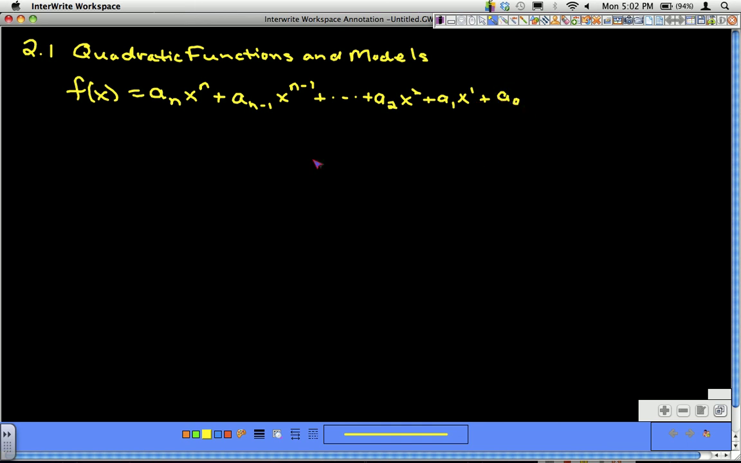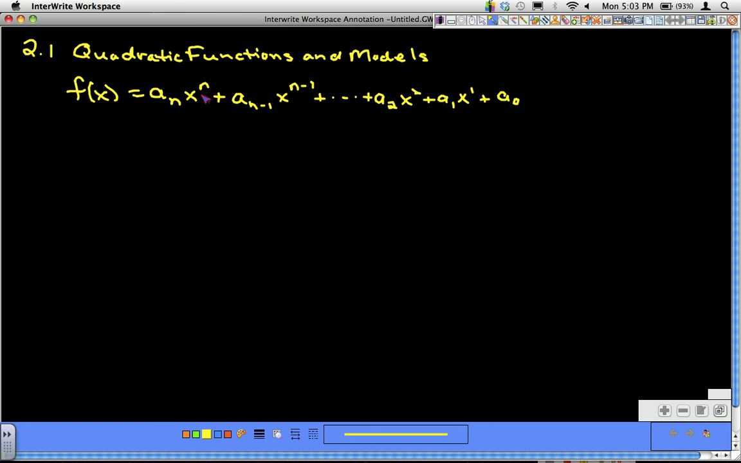So this is going to be the general format for a polynomial. Now, a couple things on here. All the a's are real numbers, and they're all integers. So we've got that set up, and the exponents are also integers and always going to be positive as well.